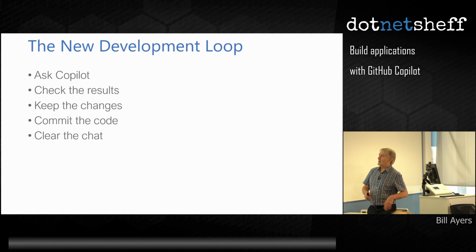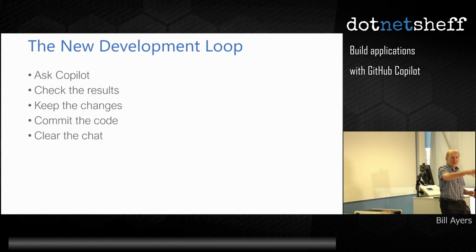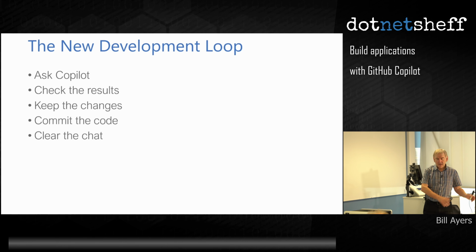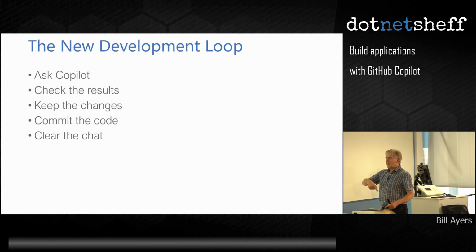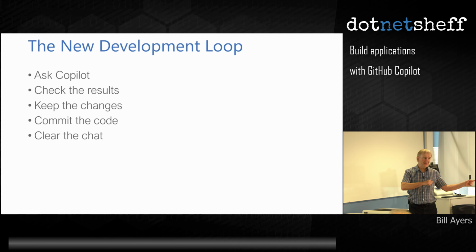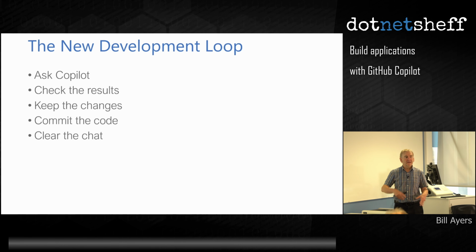So your development loop is now: ask Copilot to do something, check the results, keep the changes, commit the code, and then clear the chat. Don't leave all the previous stuff in the chat. That will confuse it as well. I would suggest clearing the chat and then doing the next thing you want to do. So that's your cycle. Ask it to do something, check it, tell it to keep the changes or undo them if they're not right. Then commit into source control, clear the chat, do the next thing.